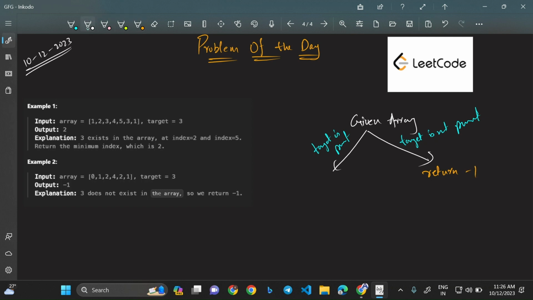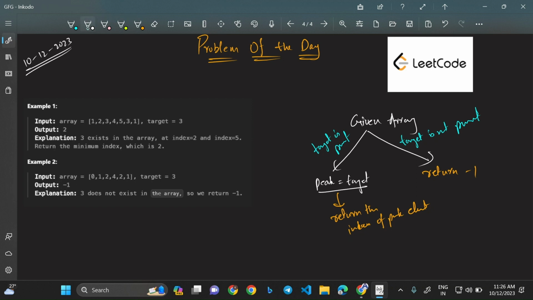Now in this there are three cases. What if the peak element is equal to the target? If this is the case, we return the peak index, the index of the peak element. This is one of the cases. What if there is another case?